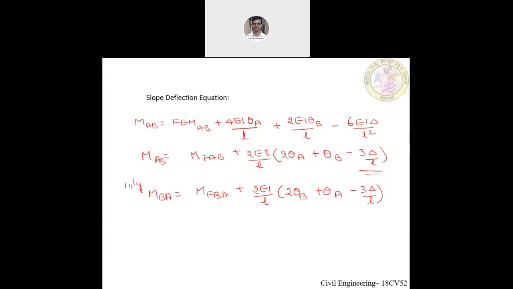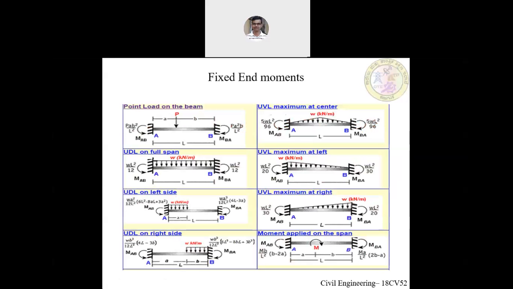Now, in order to go ahead with the further calculation, we should be in a position to calculate the fixed end moments because of different types of loading. So that will be taken in the next slide, wherein we have different formulas to calculate the fixed end moments. These fixed end moments can be derived by the integration method or by the consistent deformation method. Now, we'll take up this beam.